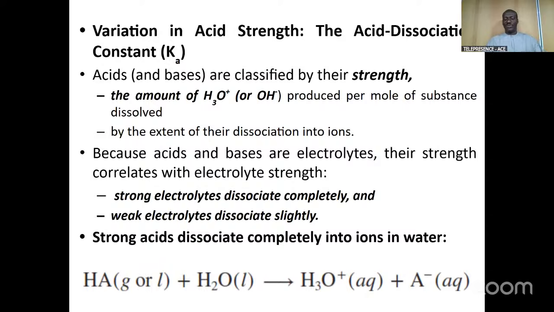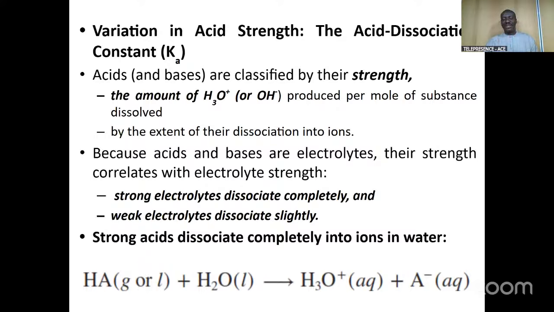As you can see from the equation here, you have HA dissolving in water. HA may be a gas, for example, hydrogen chloride gas or hydrogen fluoride dissolving in water, or it could be a liquid, like H2SO4 or HNO3. When dissolved in water, they produce hydroxonium ion and the corresponding anion. The extent of this dissociation will show the strength of what is dissolving.